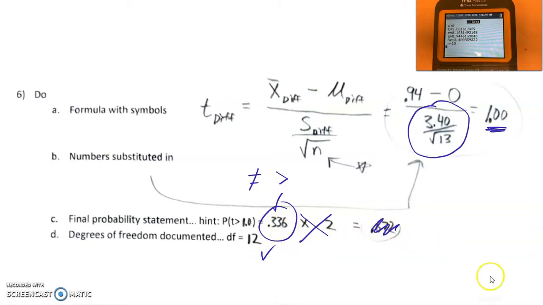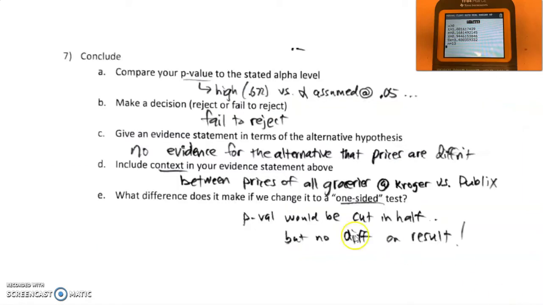All right, so degrees of freedom of 12, and compare that p-value, very high. Well, let's go back to the 0.336 or whatever it was. It's still extremely high versus the assumed 0.05. Failed to reject the null. There is no evidence for the alternative that prices are different between prices of all groceries at Kroger versus Publix. I'm referring to the population here when I talk about this and not the samples. The samples helped me come up with this.